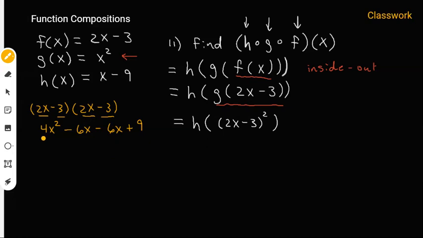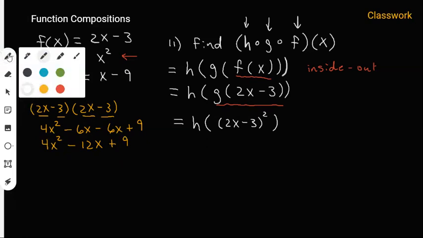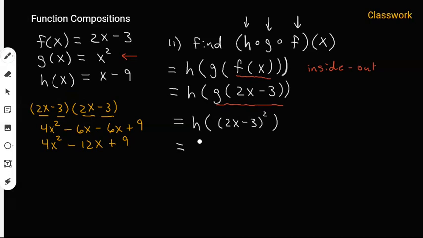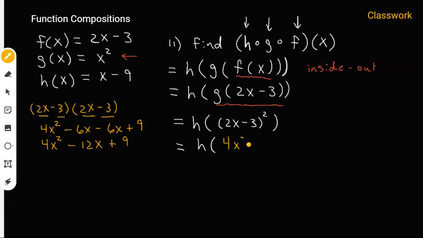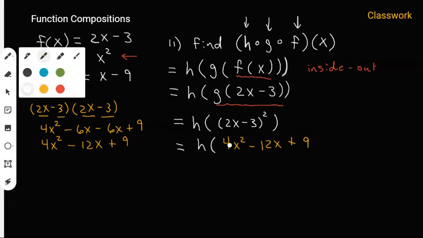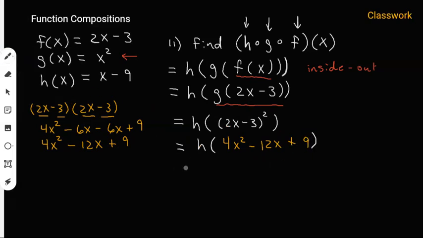So the last thing I have to do in my FOIL method is bring everything down, but simplify the 2 middle terms. They're going to add up to give me negative 12x. And I bring down the plus 9 after that. So that's what's going to be on the inside of this function h of x. So I'm going to have h evaluated at 4x squared minus 12x plus 9. I'm just going to put that whole expression inside there. Okay, and then close it up.